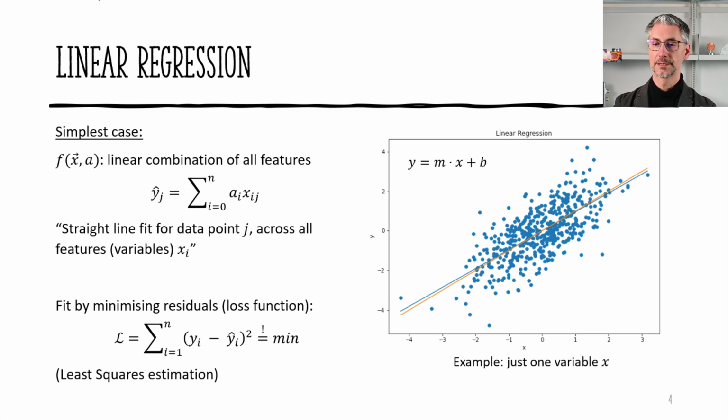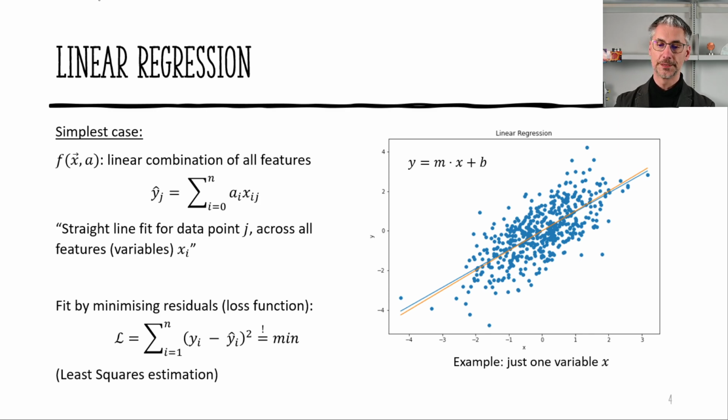The simplest case for regression is called the linear regression. So here the function is a linear combination of all the features. Essentially, our predictor, the y hat, is the sum of all the feature variables, and we modify this with a single coefficient. Essentially, this is a straight line fit for all the data points across all the feature variables, and if you only have one variable, you can literally get the familiar one, y equals mx plus b.